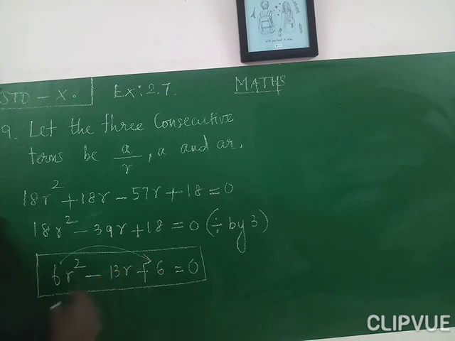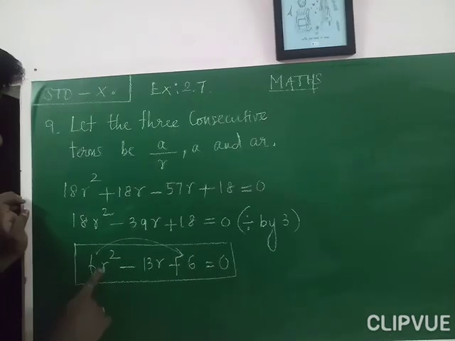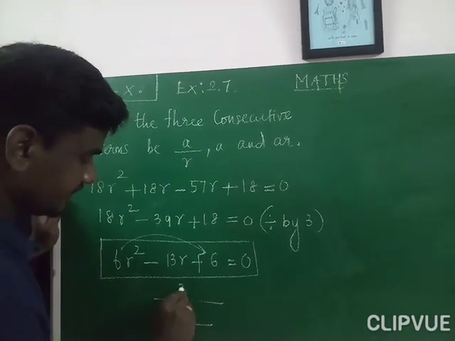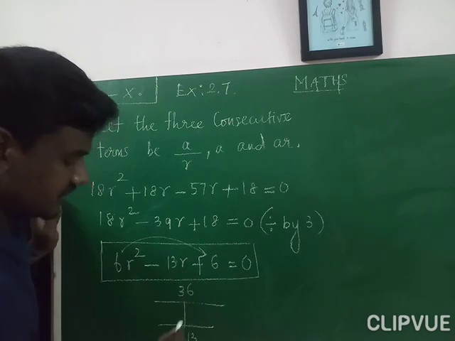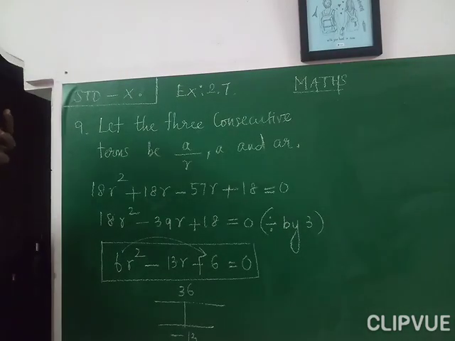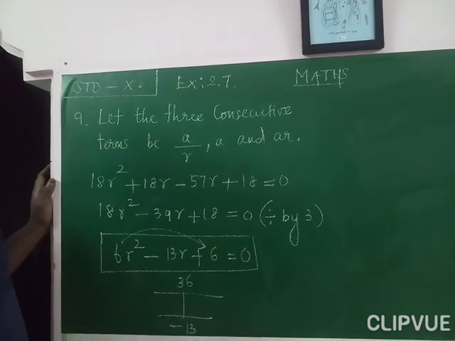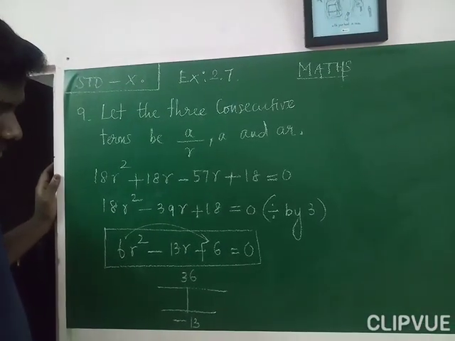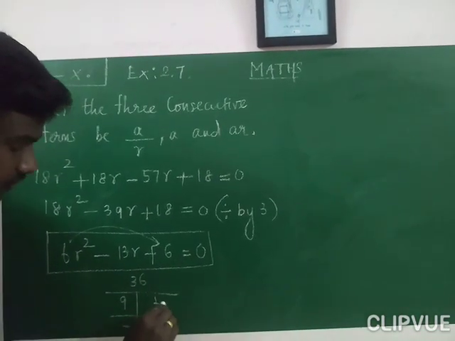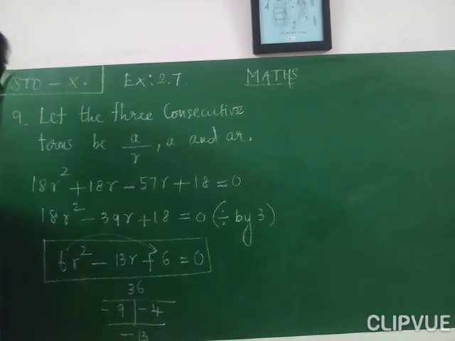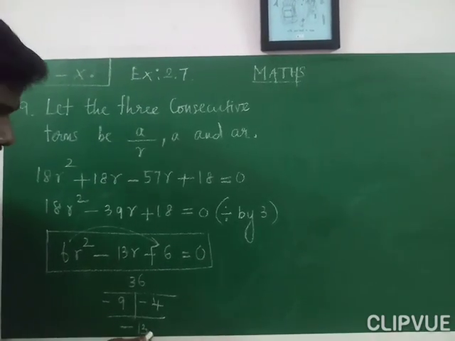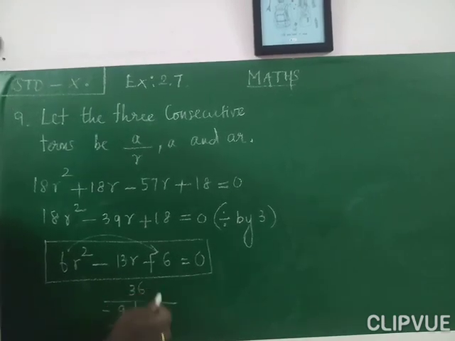First you multiply the coefficient of r square by the constant term. So 6 into 6 is 36. The product of the two numbers is 36 and the sum of the two numbers is minus 13. What are the two numbers? 9 fours are 36, 9 into 4 is 36 and 9 plus 4 is 13. So 9 and 4, both numbers have a negative sign. Minus 9 minus 4 gives minus 13, and minus 9 into minus 4 is equal to plus 36.